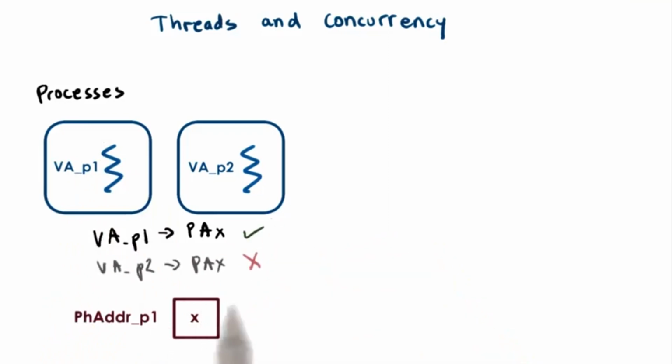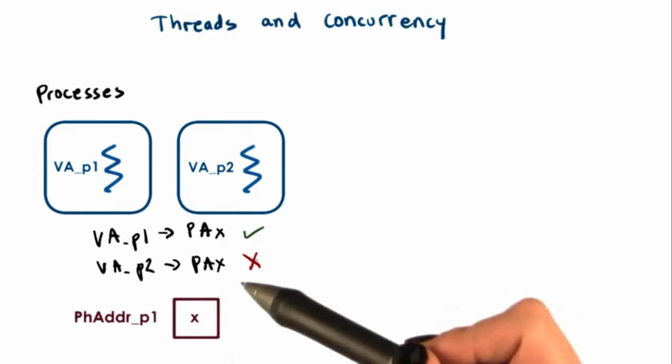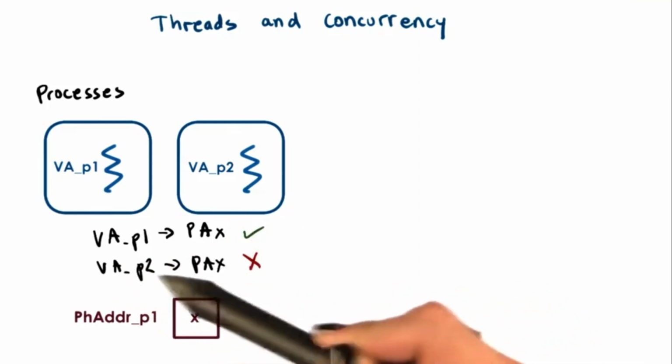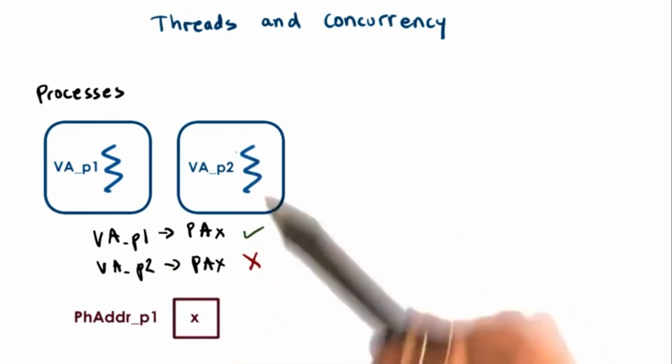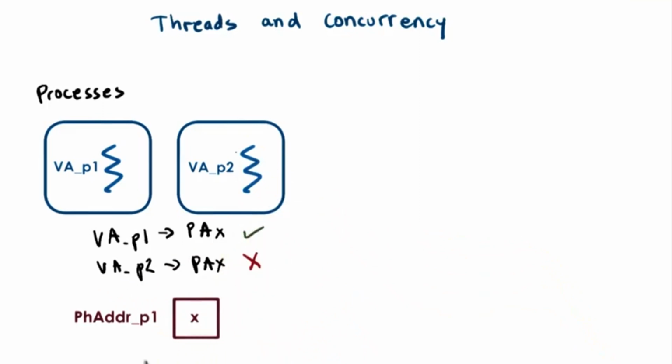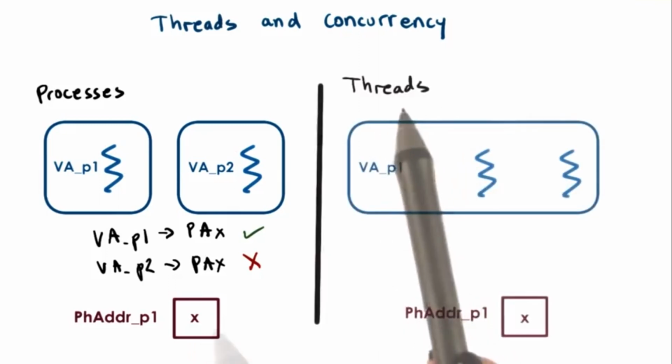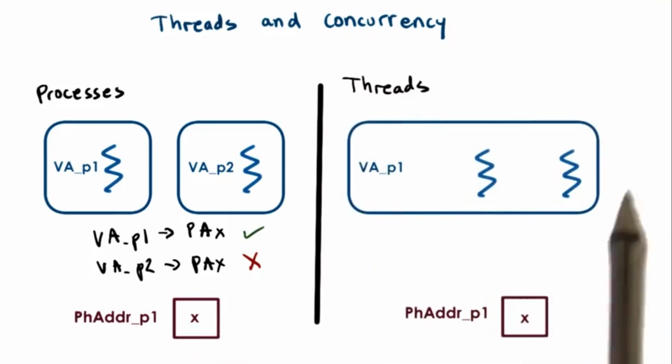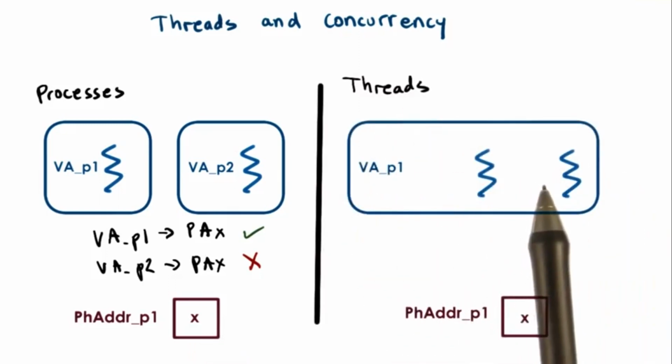will be valid. Since the operating system is the one that establishes these mappings, the operating system will not have a valid mapping for any address from the address space of P2 to X. So from the P2 address space, we simply will not be able to perform a valid access to this physical location. Threads, on the other hand, share the same virtual to physical address mappings.